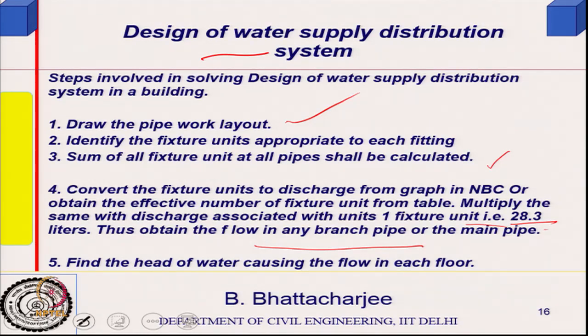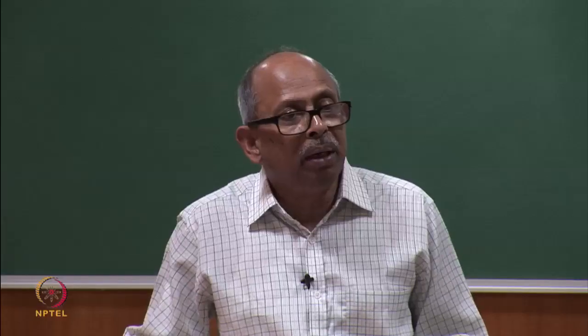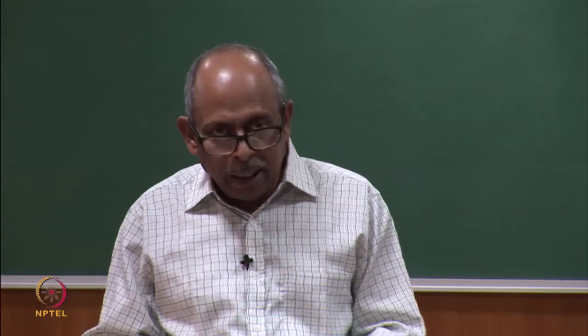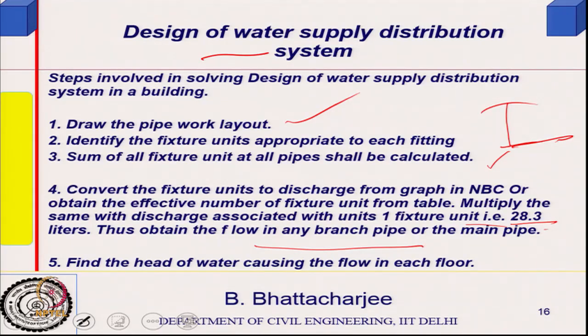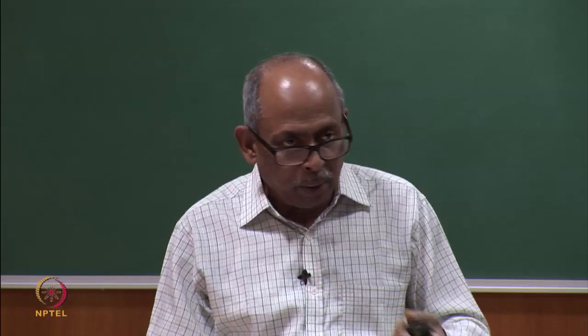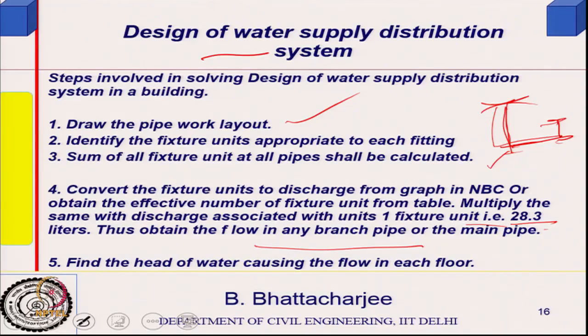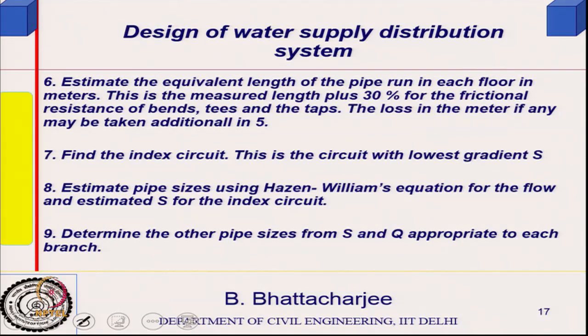Find the head of water causing the flow in each floor. Supposing it is a tank supply, from the tank what is the head available at a given flow level, because it will be this much. If there is a pipeline going here and the tank is somewhere there, this will be the available head, right. Length will be there of course, and if there is a loss here, let us say it is a shower, so another 2 meter or 1 meter reduction, whatever the height, that reduction will be there, but the length of the pipe would be total. So, that you have to see. From the head of water causing flow in each floor, that you can find out.